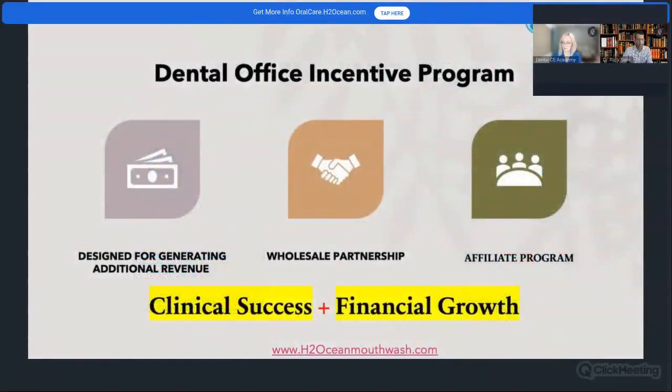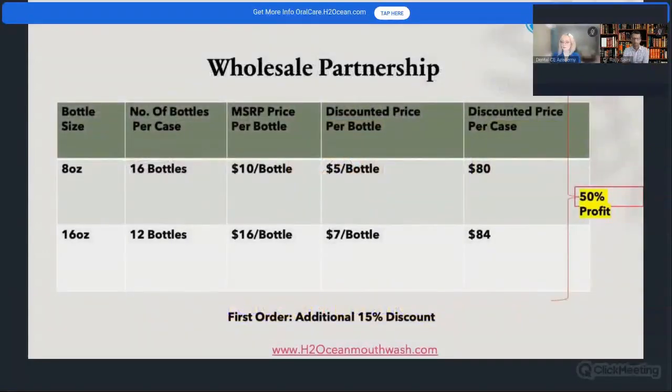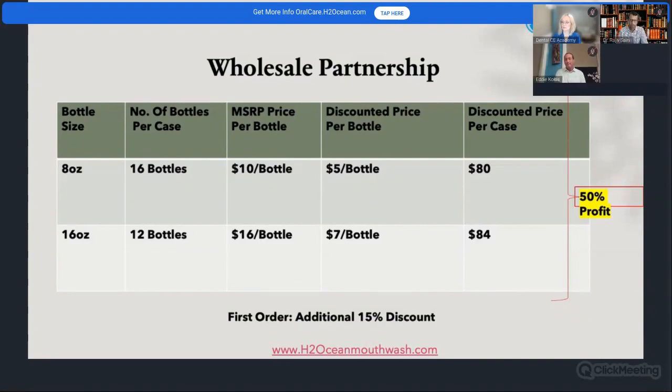Let me now talk to you about our partnership opportunities. For dental professionals, we are asking you to partner with H2 Ocean, offering both clinical success and financial growth. We have 2 main partnership programs, the wholesale partnership and the affiliate program. The wholesale partnership program offers significant discounts, allowing partners to generate additional revenue. For example, our 8-ounce bottles have an MSRP of $10, but we are available to sell you those bottles for just $5, offering you a 50% profit margin.